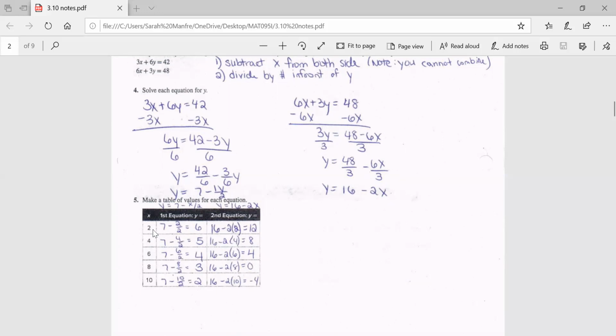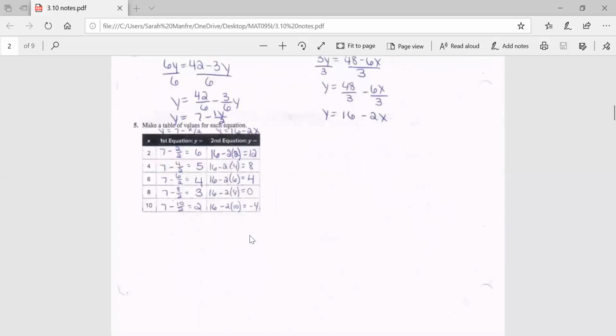So this would be the point (2, 6). This would be the point (4, 5). This would be the point (6, 4), (8, 3), and so on. And then I can make another set of points for over here. So this would be the point (2, 12), (4, 8), (6, 4), (8, 0), and (10, negative 4), and so on. Okay, so just keep in mind, because we're going to be making this graph in a little bit.